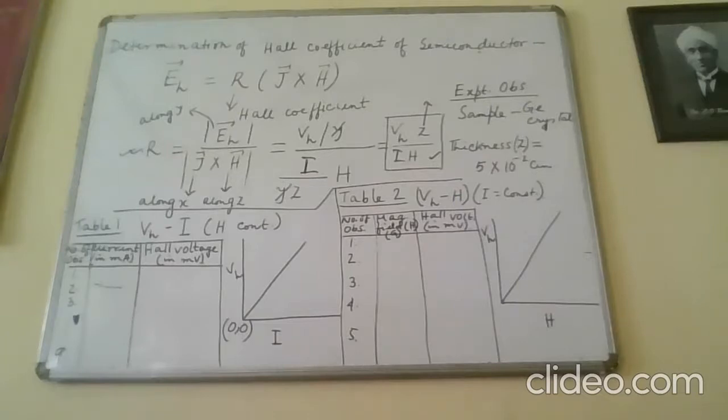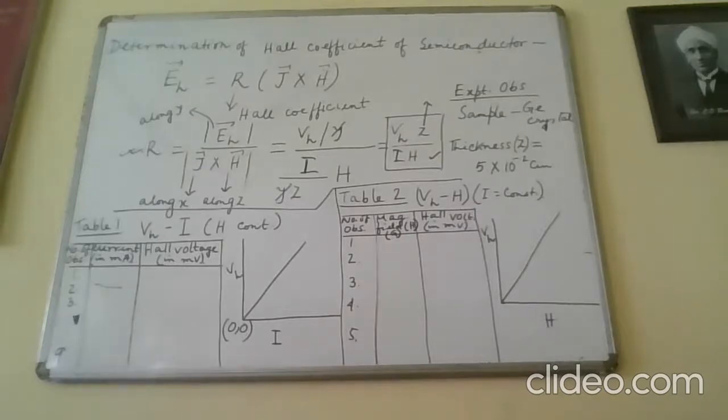As we already considered, if a current carrying semiconductor is placed in a magnetic field in a direction perpendicular to the current, then a voltage will be developed in a direction perpendicular to both the direction of flow of current as well as the magnetic field, and the corresponding voltage is called the Hall voltage and the corresponding field is called the Hall field.